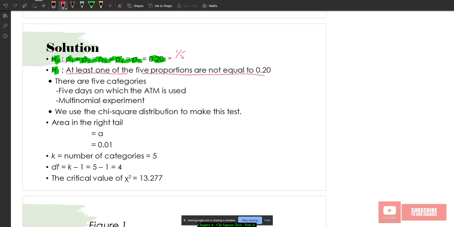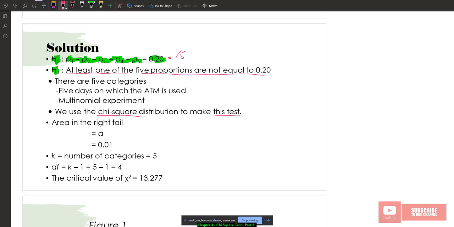So we know from the statement we have 5 categories. 5 categories means we have 5 days on which the ATM is used. This is a multinomial experiment. If you only have 2 categories, that is going to be a binomial distribution. So we're going to use a chi-square distribution to make this test.